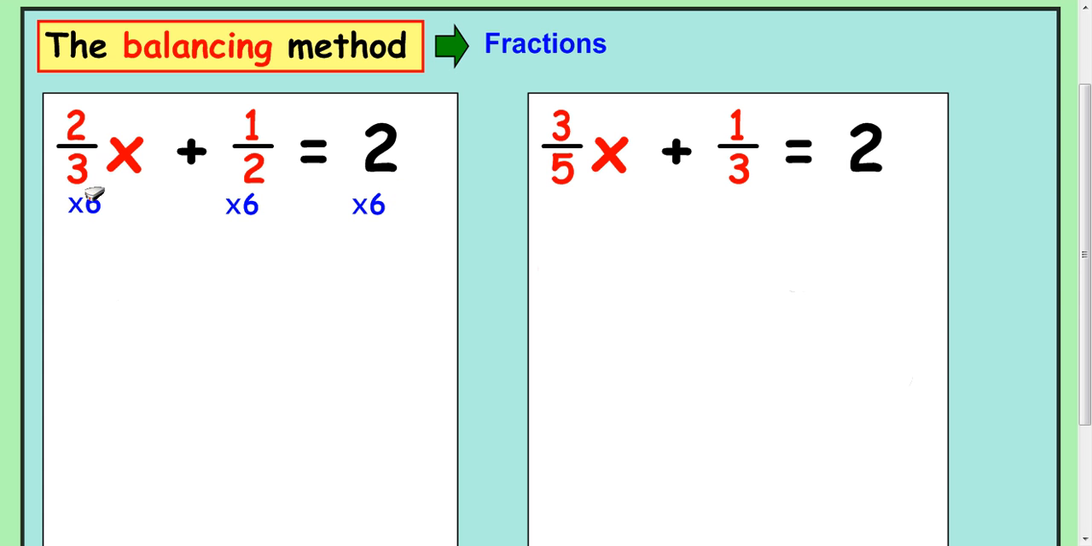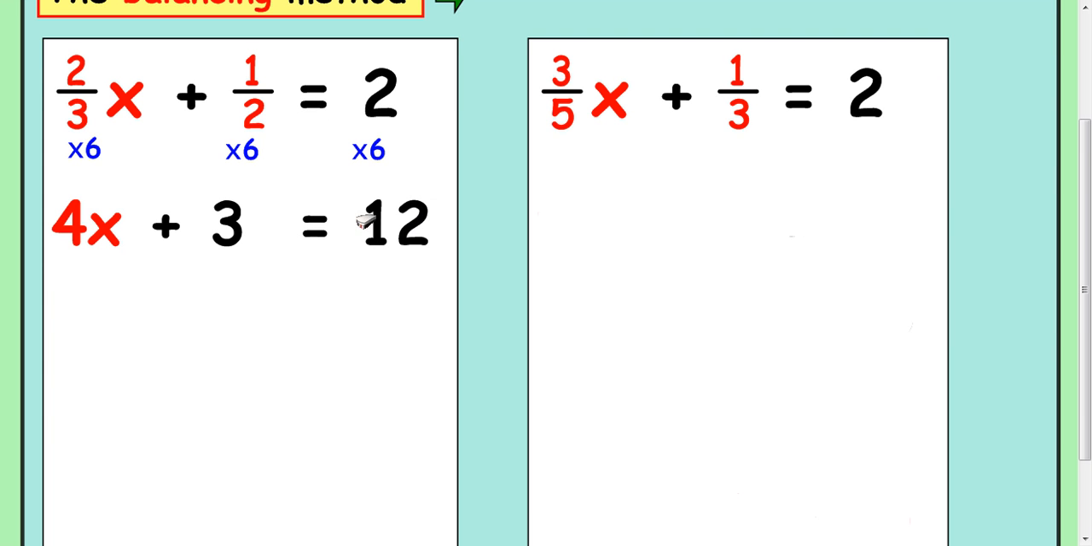So 2/3 times 6, do 6 divided by 3, which is 2, and then double it. So that's going to be 4. And half 6, that's just 3. And 2 times 6, that's 12. And now we just have a normal equation.